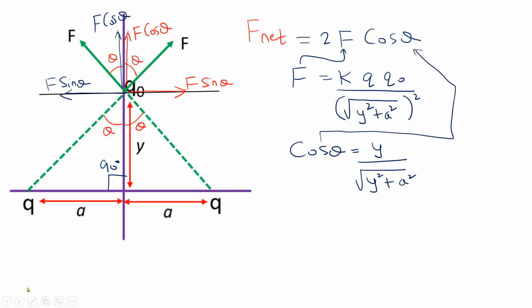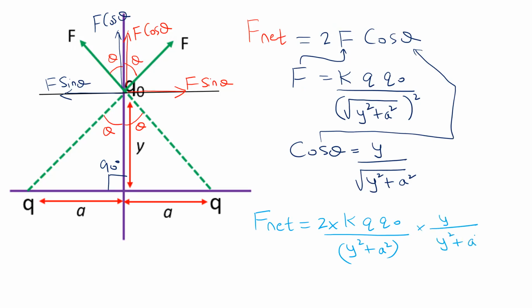So let's put all the values in to figure out the net force. Net force will become 2 times the force, which is K q naught divided by y square plus a square, because it had a square, the square root got eliminated, multiplied by cos theta, which is y divided by y square plus a square's square root.